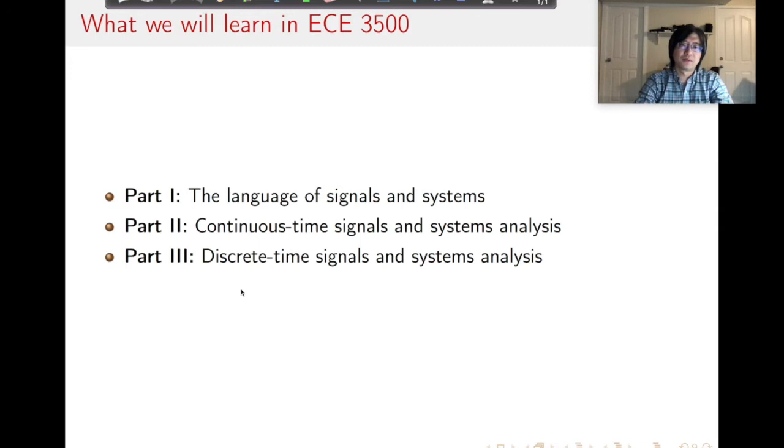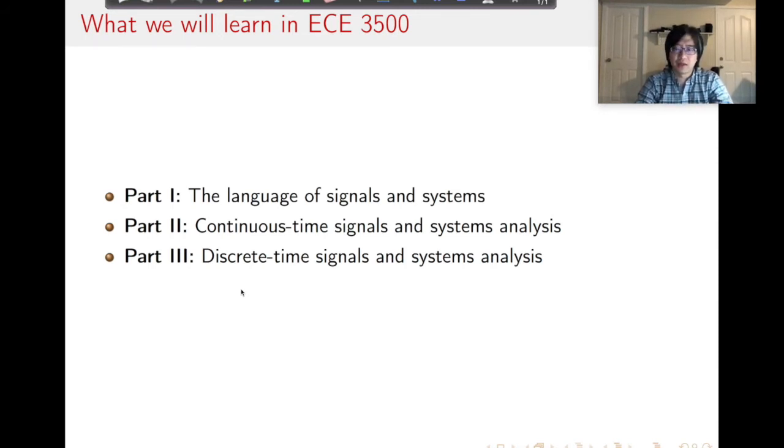And in the second part of the class, we're going to focus on the continuous time signal systems, right? As we said, the X domain is continuous. And then in the third part of the class, we're going to talk about the discrete time signal systems. And for both part two and part three, we're going to focus a lot on different kinds of transformations, including continuous time Fourier series, continuous time Fourier transforms, and the Laplace transforms.